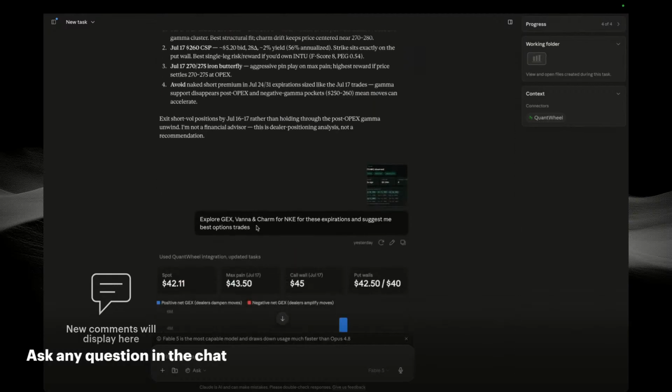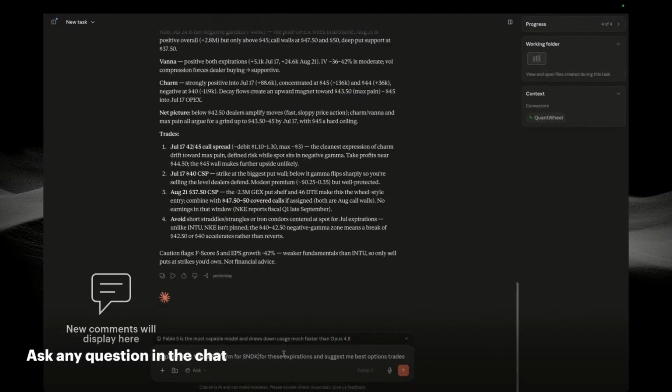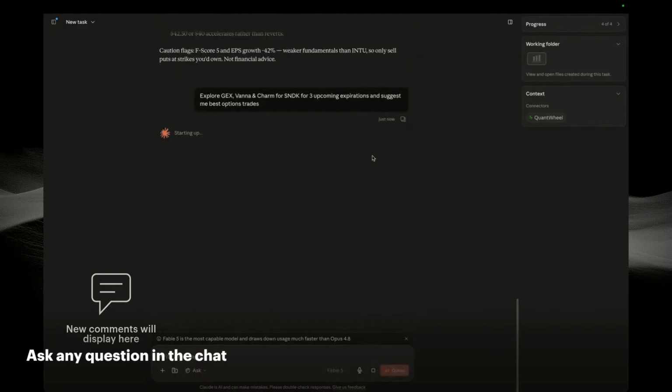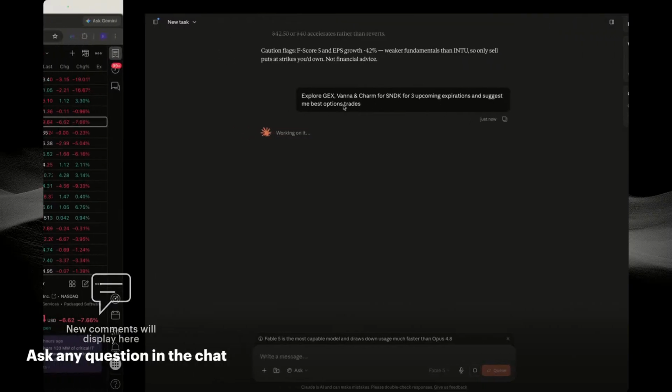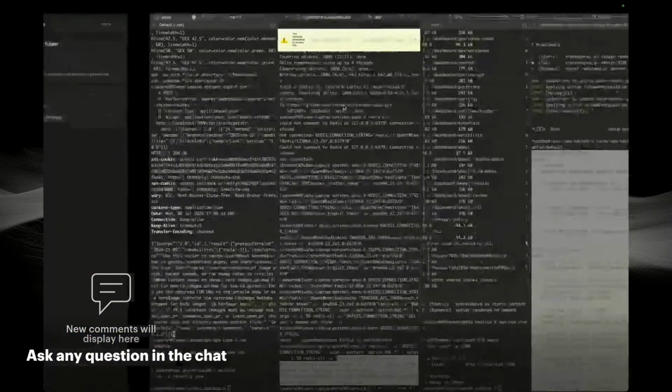analyze. I like this prompt. I just will tell him to analyze SanDisk for 3 upcoming expirations and suggest best options trades. So we'll see what Fable says. It's an amazing model, and while that's running, we can go through more of the tickers.